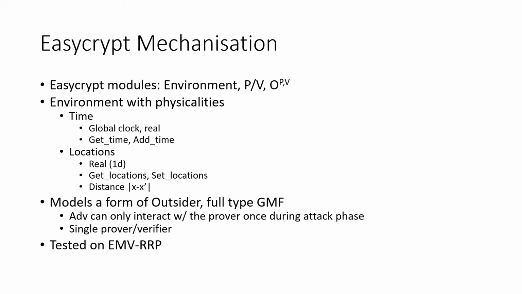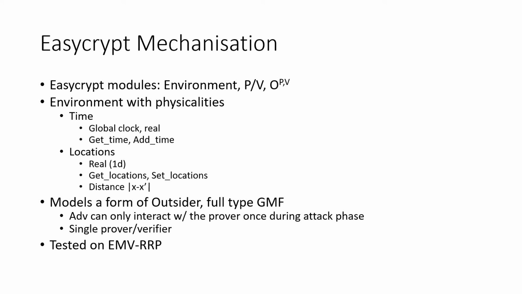Now, how did we mechanize this in Easycrypt? Well, we have Easycrypt modules representing the environment, the prover and the verifier for a given protocol, and the oracles related to this prover and verifier that are provided to the adversary. Regarding the environment, we have time that is measured on a global clock with reals, and that is accessed through functions getTime and addTime, such that addTime is only triggered by adversarial actions.